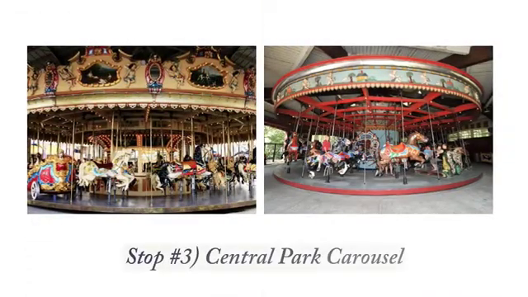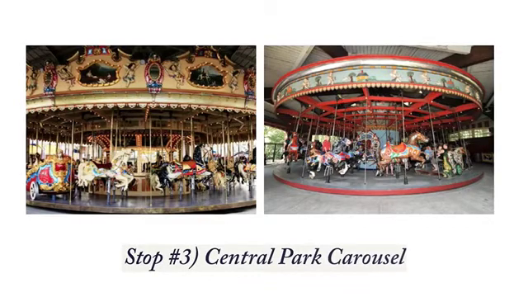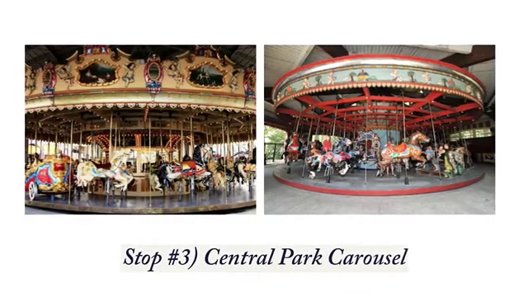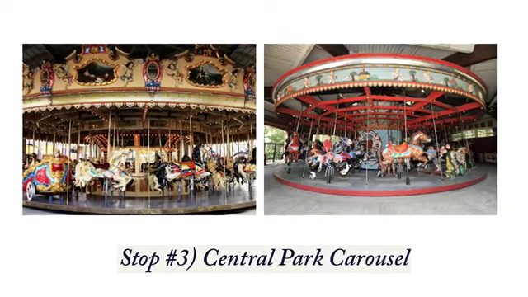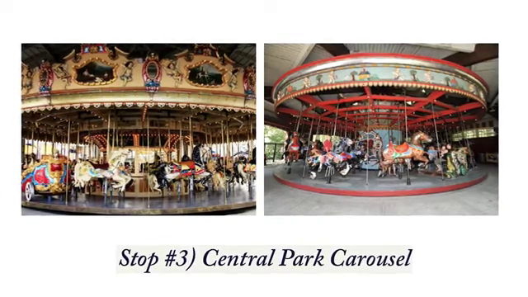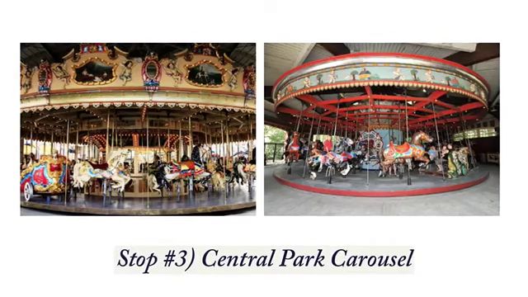We are now at the Central Park Carousel. Notice that there is an outer and inner ring of horses positioned on the carousel. Do you think that the outer and inner horses are moving at the same angular velocity?